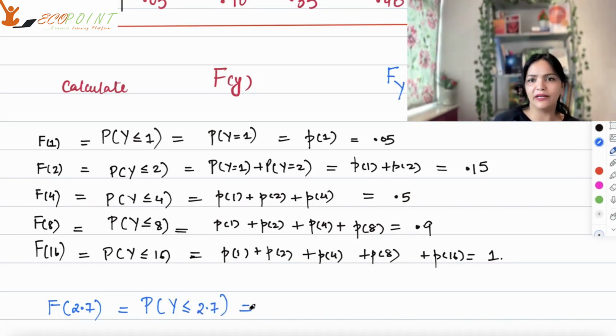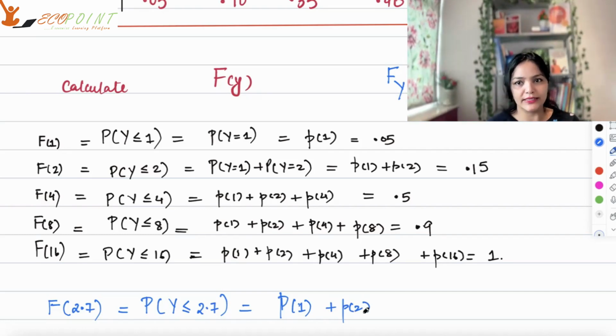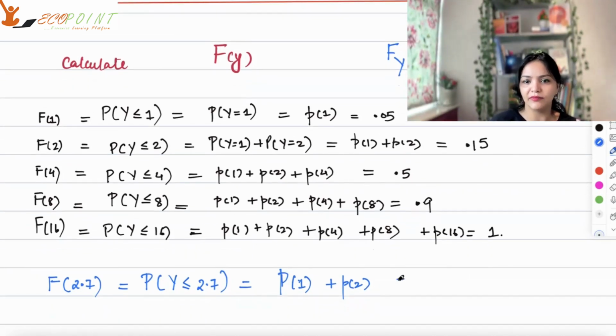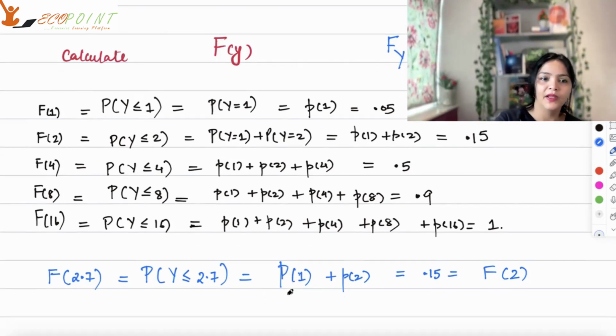So what will you have to think? You will have to think what are the values that y is taking that are less than or equal to 2.7. Well, it's taking value 1 and value 2. Both values are less than 2.7, but there is no other value that y is taking which is less than or equal to 2.7. So it's only taking these two values. That means I'll add up these two probabilities and I will get 0.15, which was the same as capital F for 2. Because in that also I was just adding P1 and P2, right?